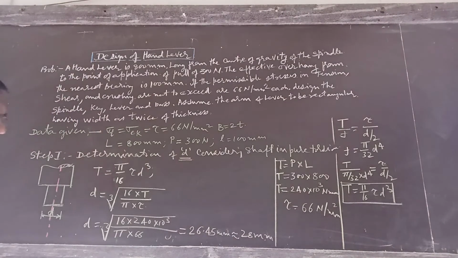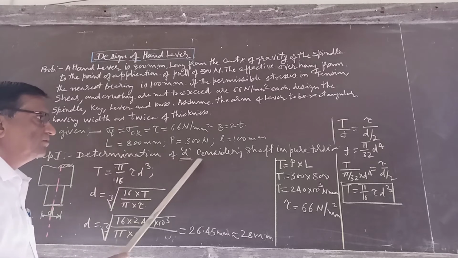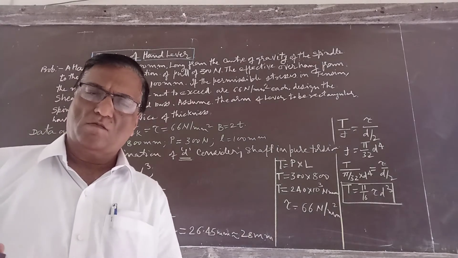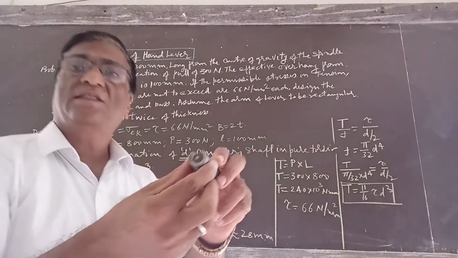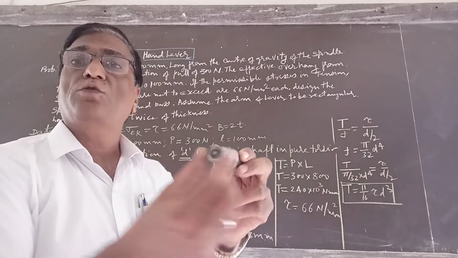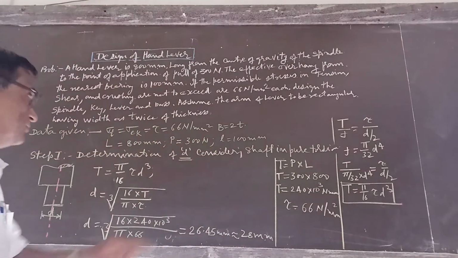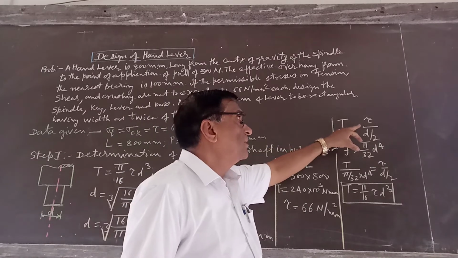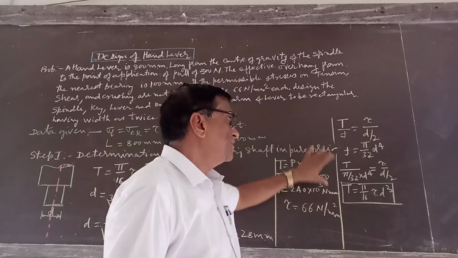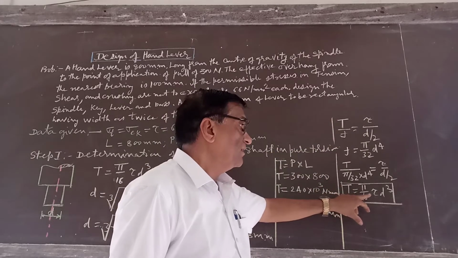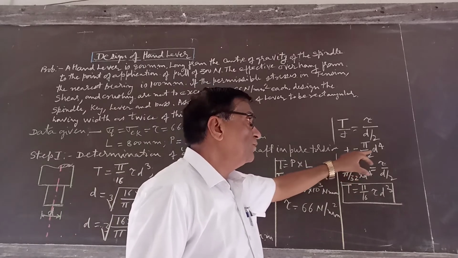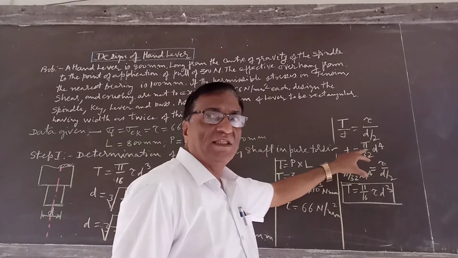Now step 1: determination of diameter D considering shaft in pure torsion. This is the shaft and the front portion is subjected to pure torsion. So we will determine D by applying the torsion equation T upon J is equal to tau upon D by 2. This equation reduces to T is equal to pi by 16 tau D cube, if we substitute the value of J is equal to pi by 32 into D raised to 4. This is for solid shaft.